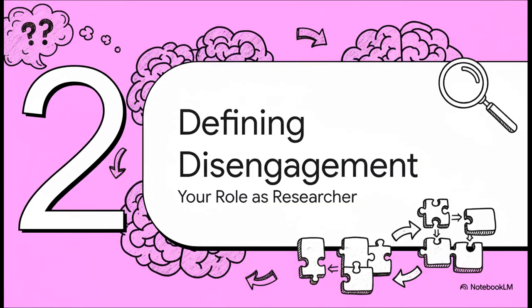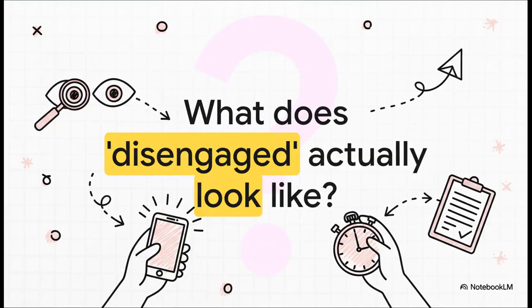Now we get to a really cool part of this assignment. You, the researcher, actually get to define what disengagement means. You're going to create your own scale to measure it. So what does disengaged actually look like? This is where you make the call. Is it just a quick glance at a notification? Does that count? Or does someone need to be staring at their screen for a solid 10 seconds? You, as the researcher, get to set the definition you'll use for your study.